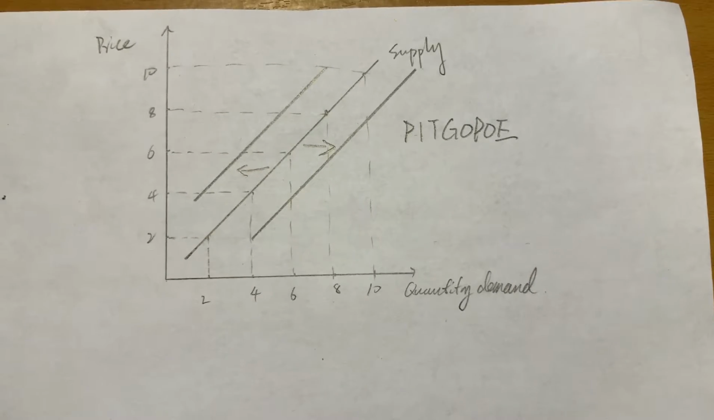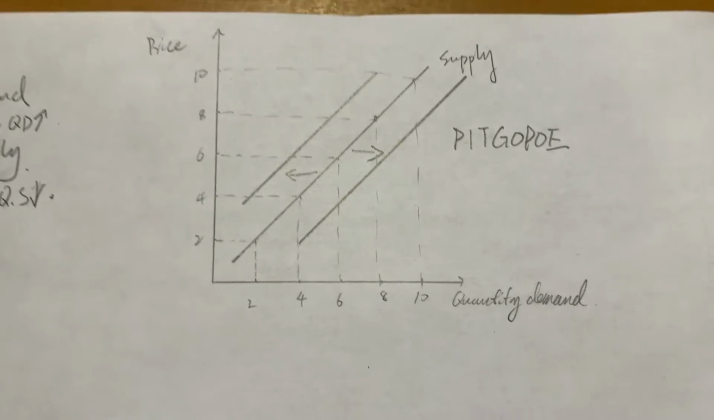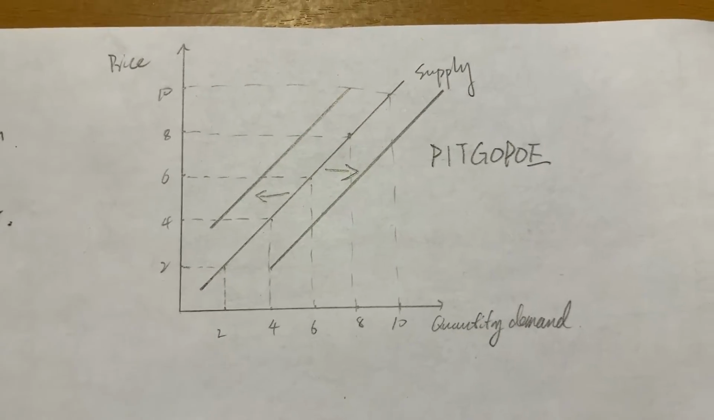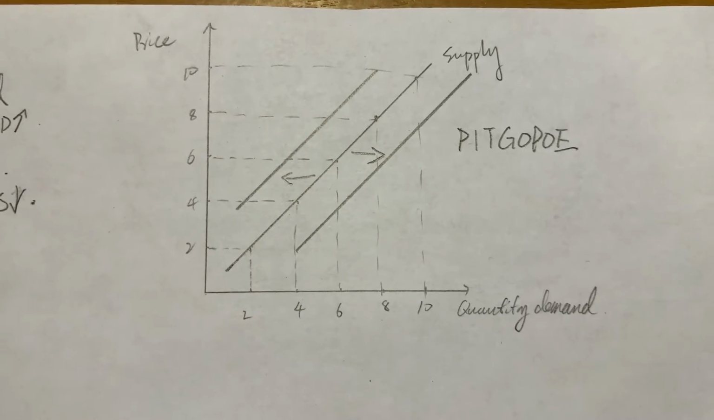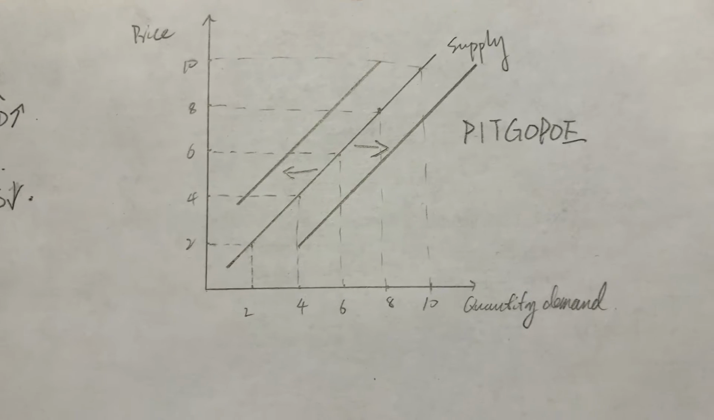Right here is the supply line, or supply curve. And same, a change in price only changes the quantity supplied. It will not change the supply curve.